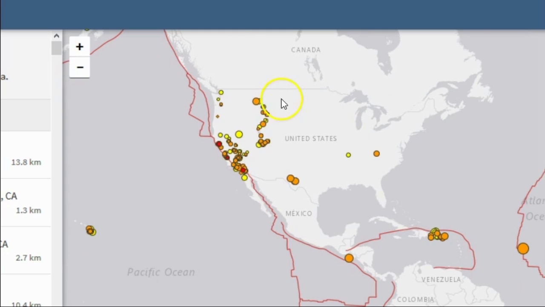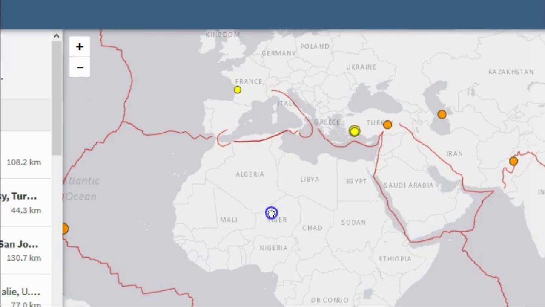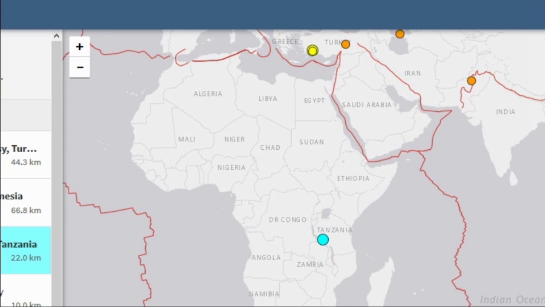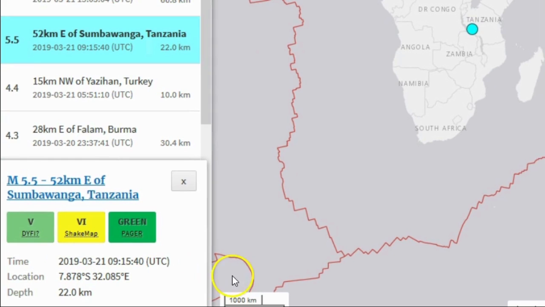So we had a 3.1 in Montana. Then they had another 3.0 in Utah. Utah's been seeing it. No, wait, never mind, that's Nevada. A 3.5 in Nevada. But Utah and Nevada has been seeing a very interesting increase in seismic activity as of late. Then we had a 5.5 in Tanzania. Look at that, 5.5 at 22 kilometers in depth.